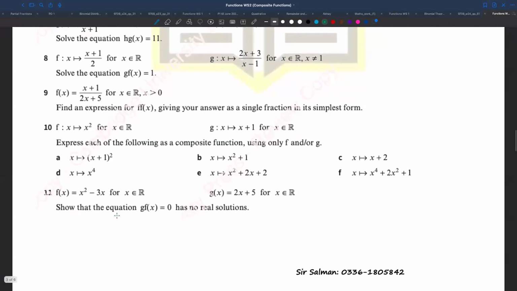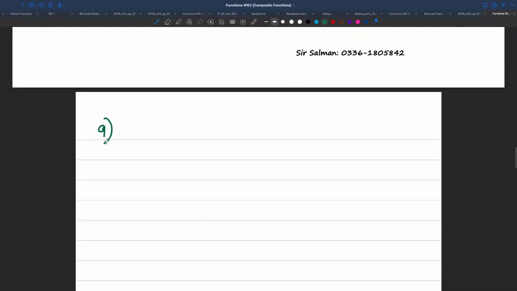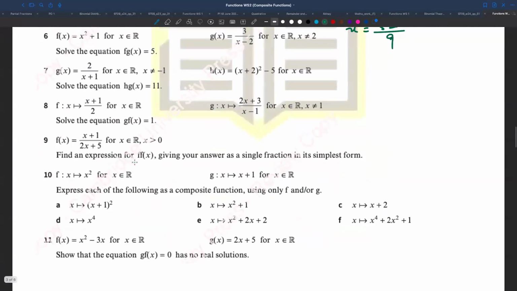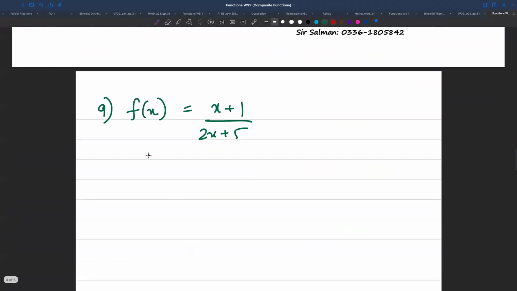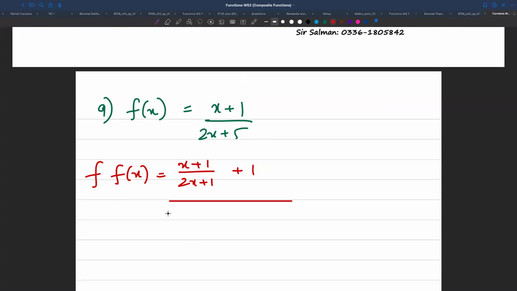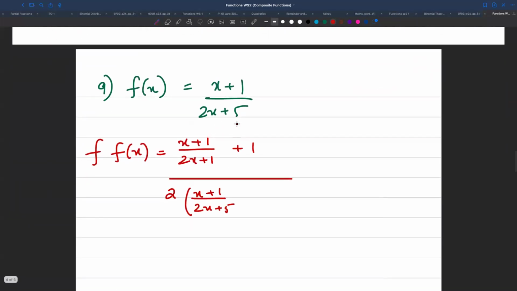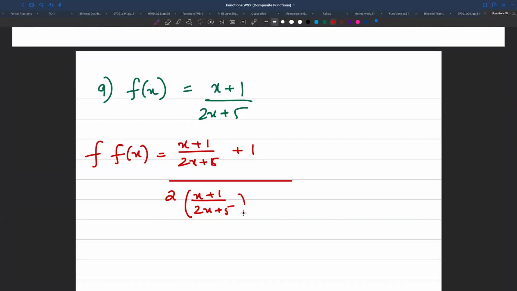This is question number 9, x plus 1 upon 2x plus 5. So f of x is x plus 1 upon 2x plus 5. Now the question says, find f of f of x. Now this means if I'm finding f of f of x, in place of x, first of all, I will have to write x plus 1 upon 2x plus 5 plus 1 divided by, now in place of x again, I will have to write 2 into x plus 1 upon 2x plus 5, 2x plus 5, yes 5, 2x plus 5 plus 5.